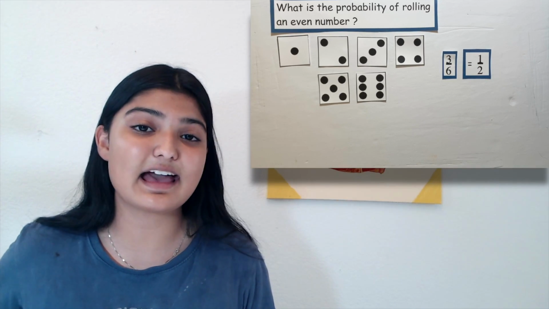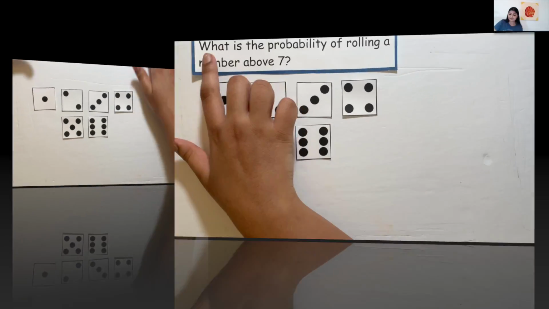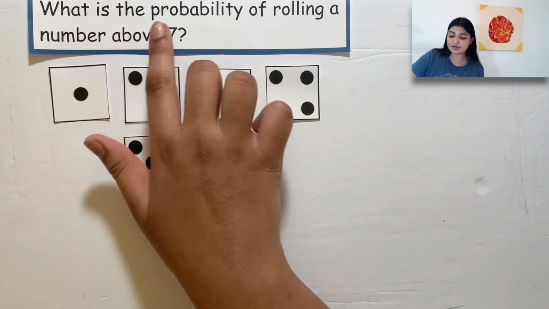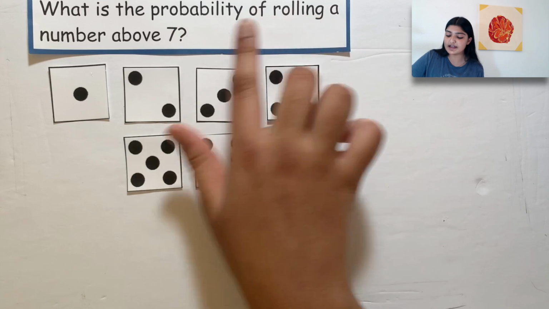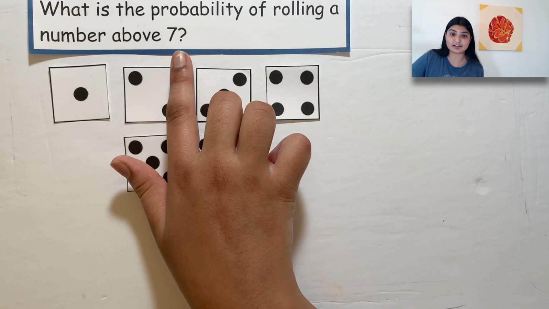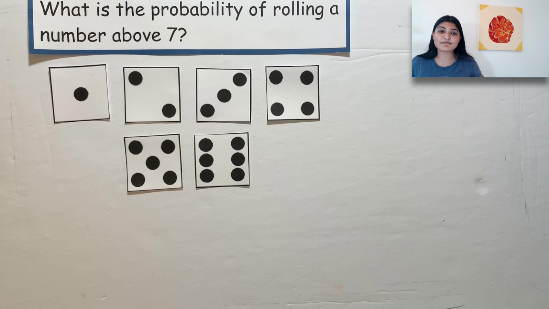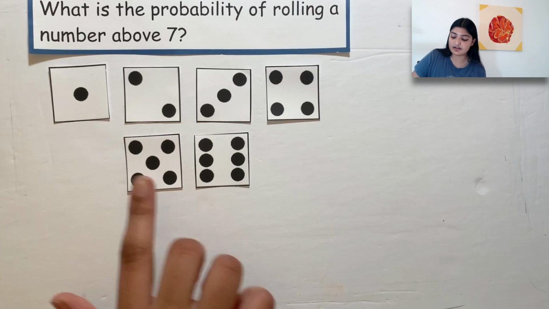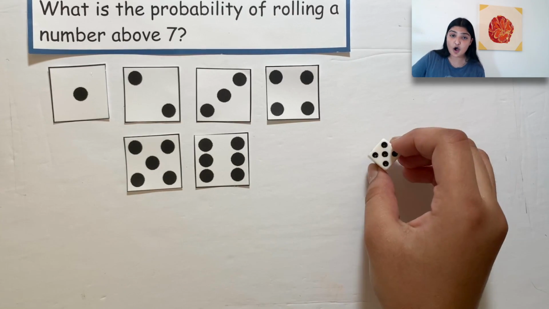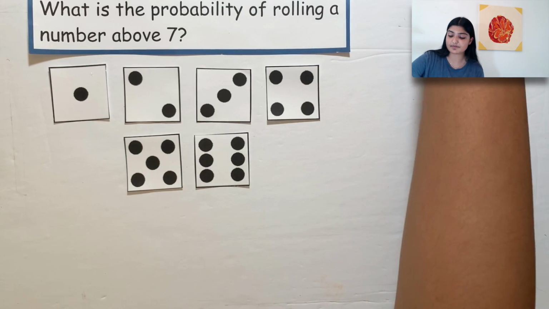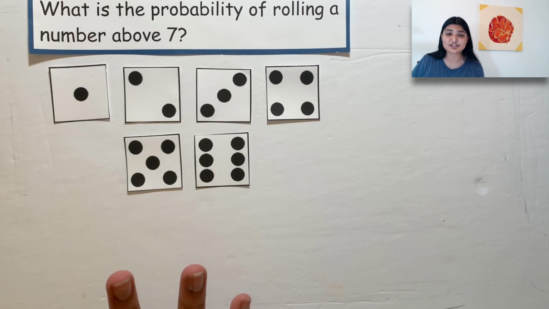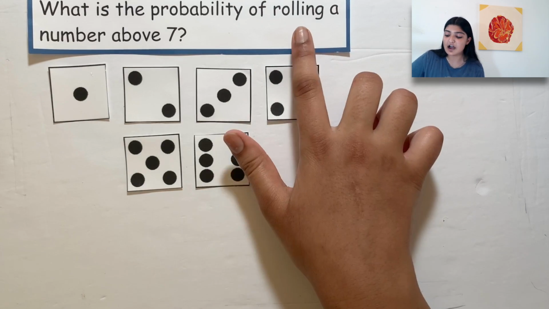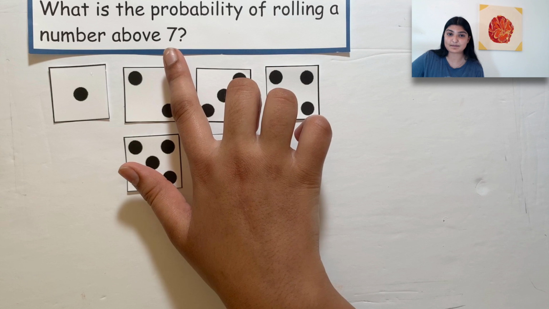Let's look at yet another example. What is the probability of rolling a number above 7? Now, this one is a little bit of a trick question. As you can see, we can roll any number from 1 through 6 on our 6-sided dice. However, this question is asking for the chances of rolling a number above 7.